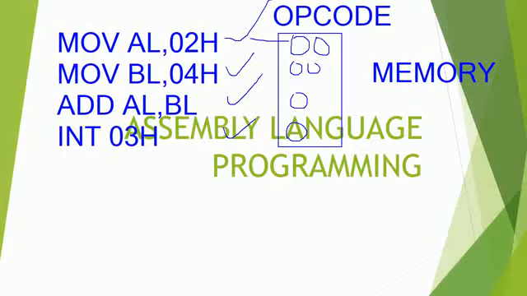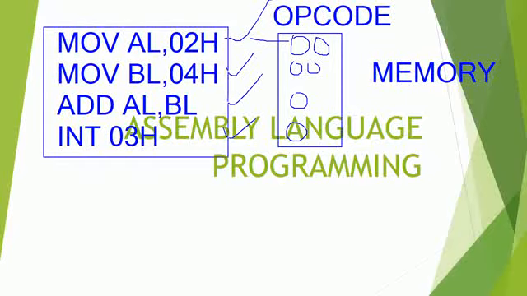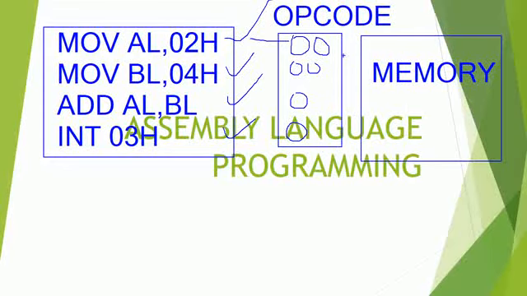If you are not having the assembler, you are supposed to write the program in the mnemonic format, that is the instruction format, calculate the opcode for each and every instruction, and save that opcode into the memory. Then give the starting address of your program to the microprocessor, so that it executes the program.